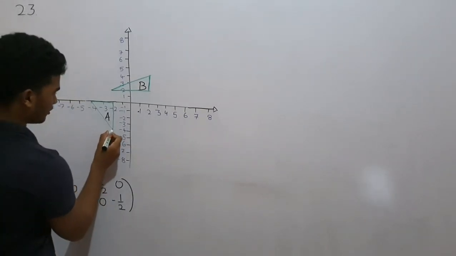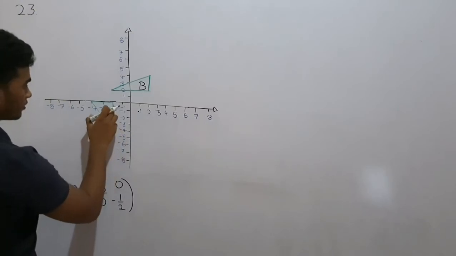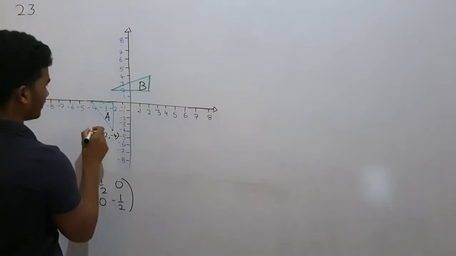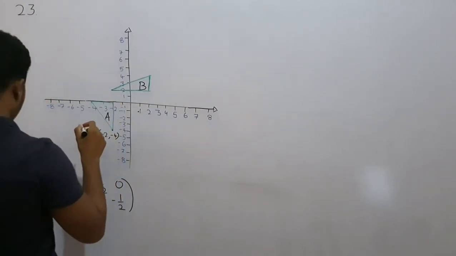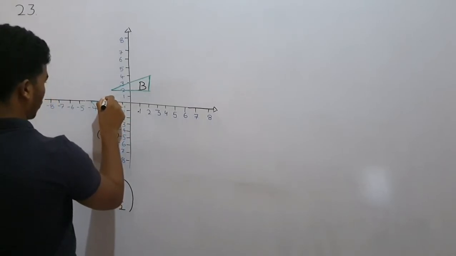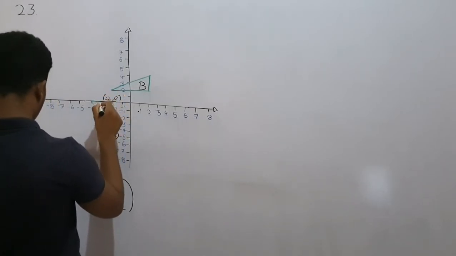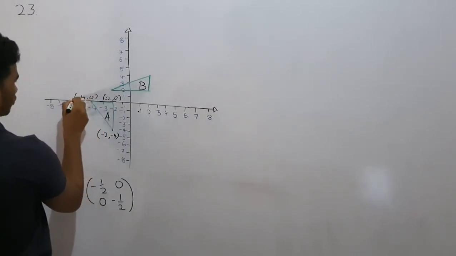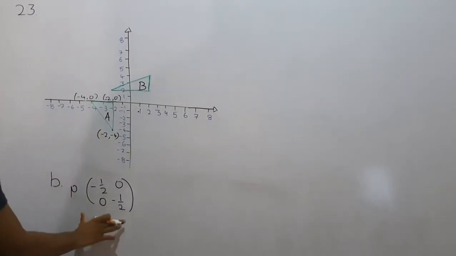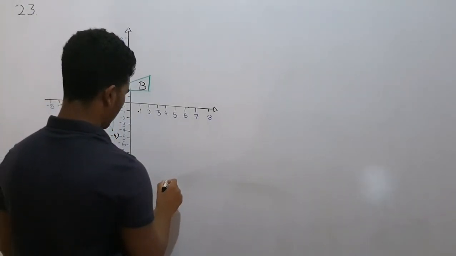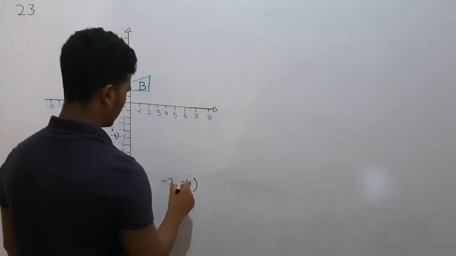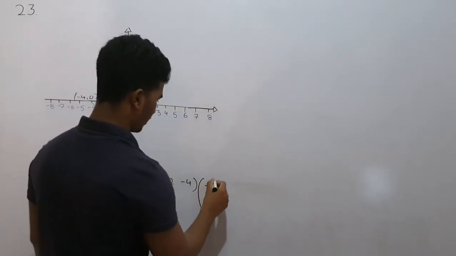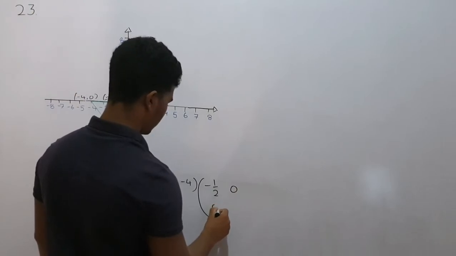So we know our points: this point is minus 2, minus 4, this point is minus 2, 0, and this point is minus 4, 0. So you multiply each point by this matrix. I'll just multiply this point, minus 2, minus 4, into the matrix minus half, 0, 0, minus half.